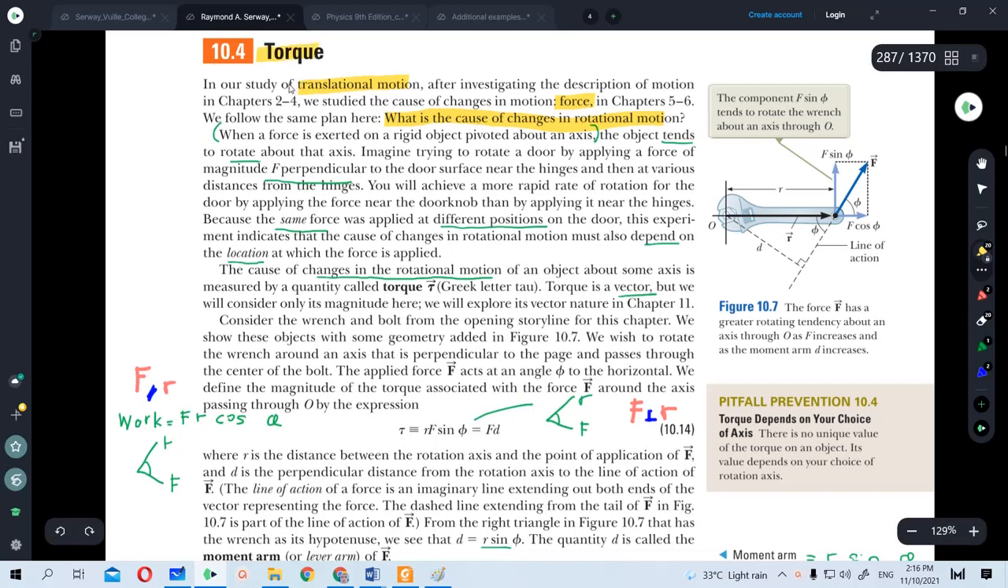To understand torque, we are going to see an example of opening a door. Opening a door here represents the concept of rotating the door. So here we find that when a force is exerted on an object where the object is pivoted about an axis, the object will tend to rotate, and that rotation effect is what we call torque.